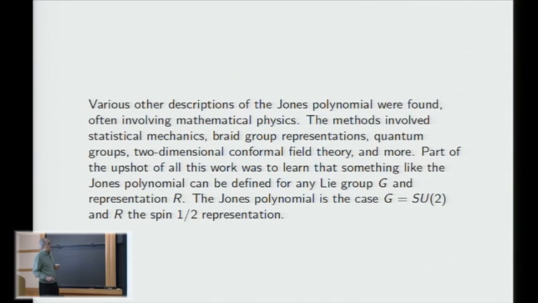So then, in the 80s, a lot of descriptions of the Jones polynomial were found, usually involving mathematical physics. So a lot of methods were used: statistical mechanics, braid group representations, quantum groups, two-dimensional conformal field theory, and probably things I'm forgetting. And one thing that was learned, notably by work of Tsuchiya and Kanie in two-dimensional conformal field theory, is that something like the Jones polynomial can be defined for any Lie group G and representation R. So the Jones polynomial is actually the case that the group is SU(2), and R is the two-dimensional representation. In other words, the spin 1/2 representation.